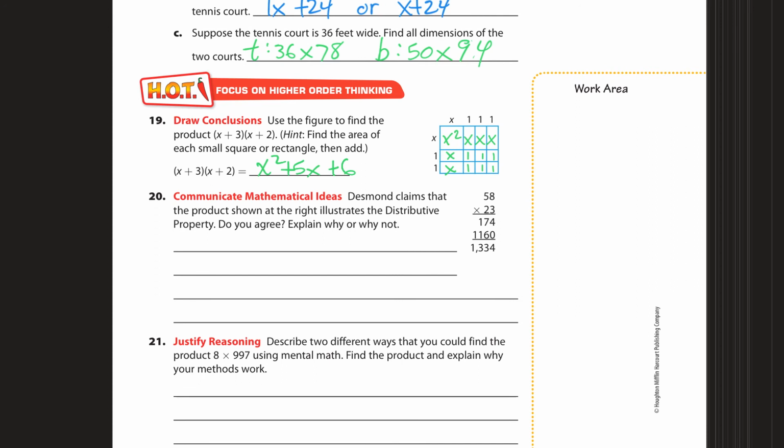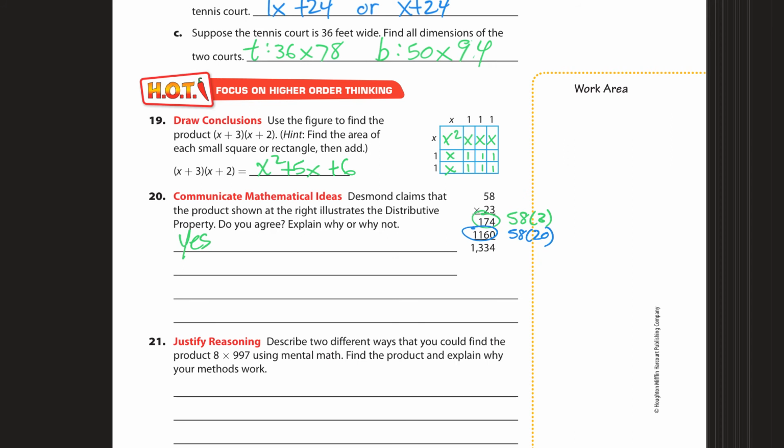There you go. Desmond claims that the product shown in the right illustrates the distributive property. Do you agree? Explain why or why not. Let's see. This product, 58 times 23. I'm going to guess yes. See, what this is, 58 times 3. And this part right here is 58 times 20. So, yeah, you could be switching this up. So, yes.